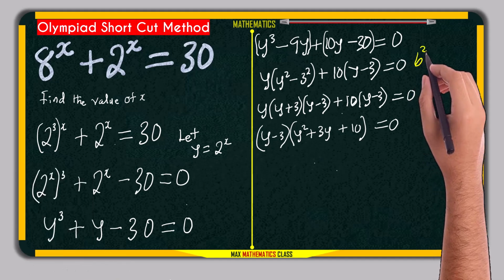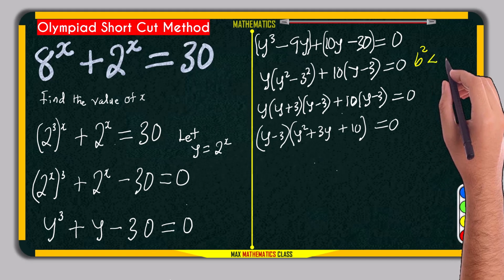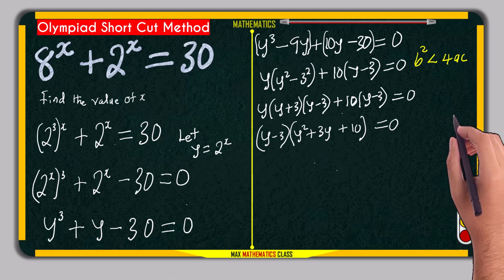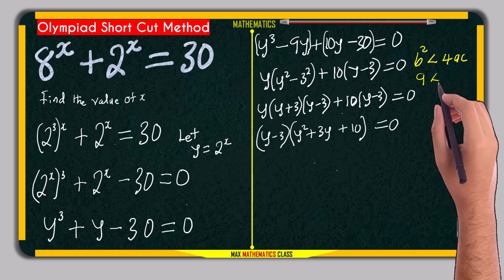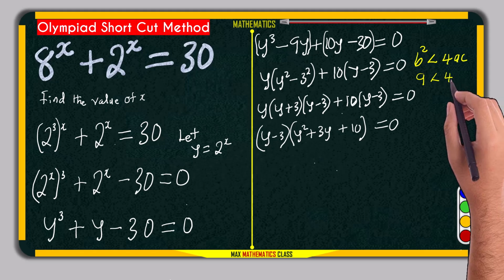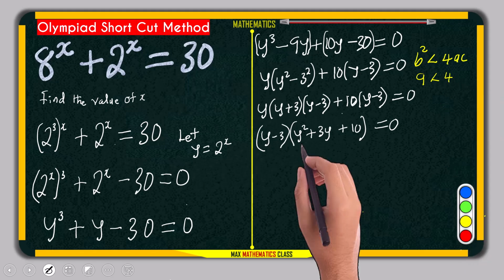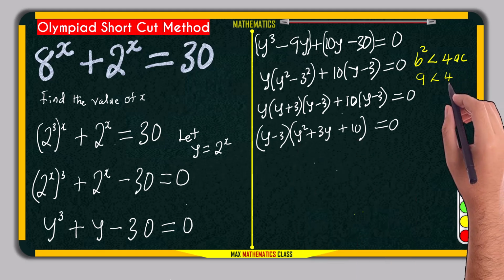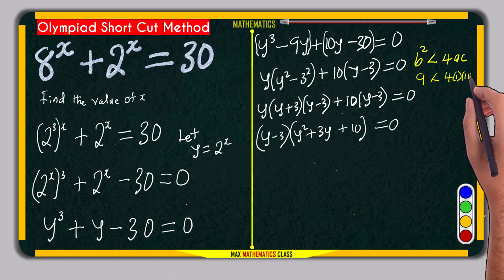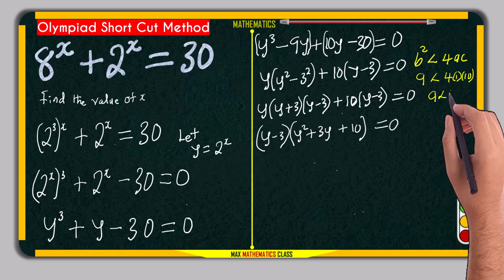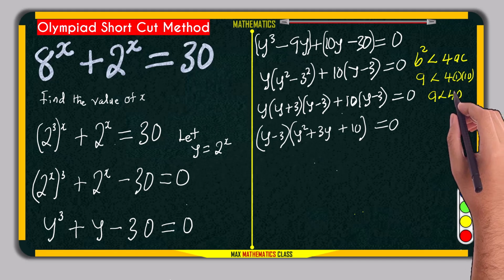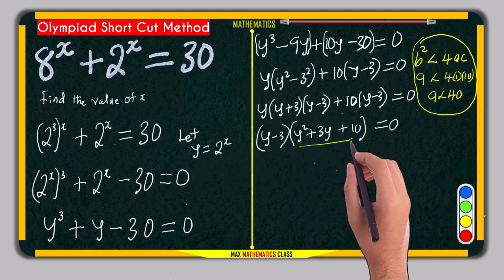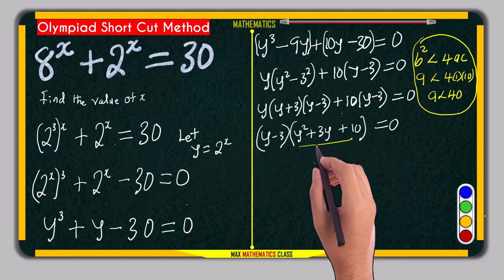If we have b squared to be less than 4ac, we are going to have no real root, that is complex root. The coefficient of x squared here is 1, which is a, and the constant 10 here is c. So we have 4 times 1 times 10, and you know that 9 is less than 40. Because of this, this quadratic equation here has no root. So we will not waste time to solve it.